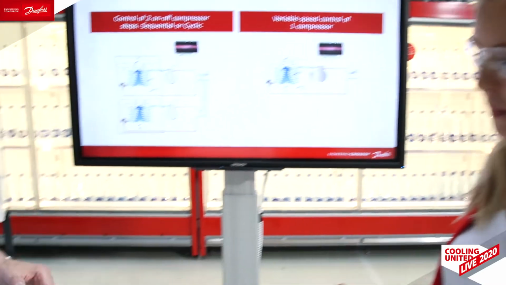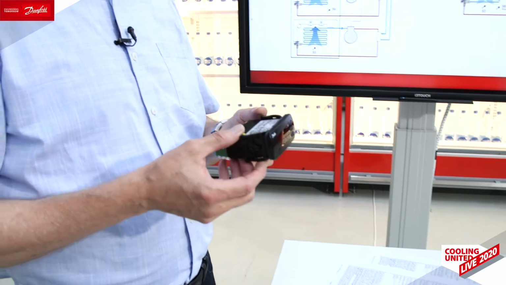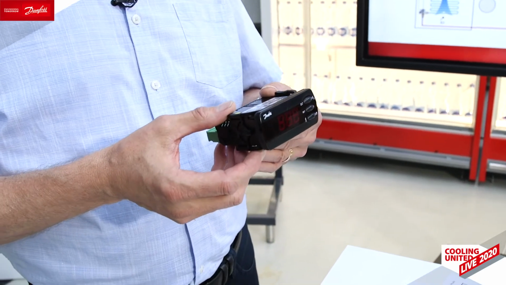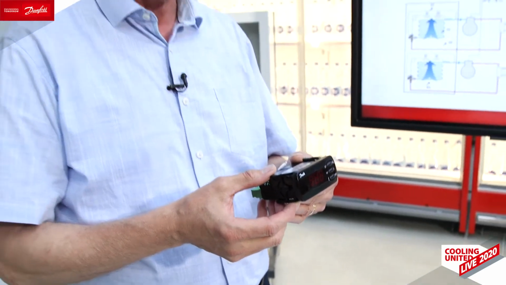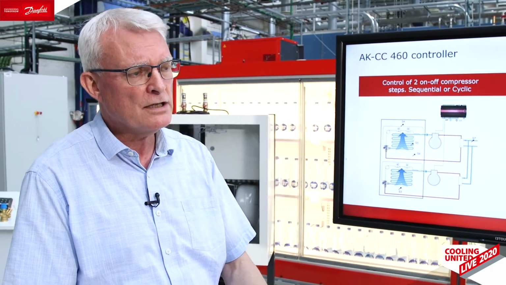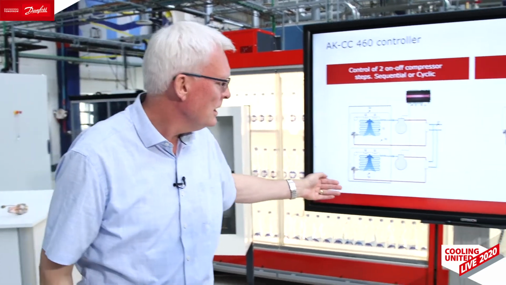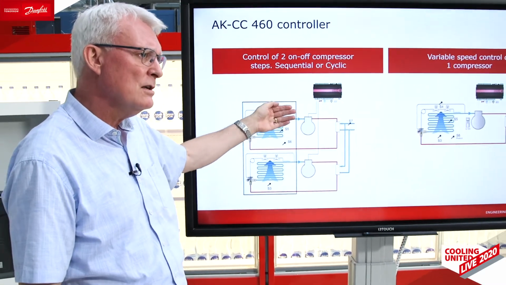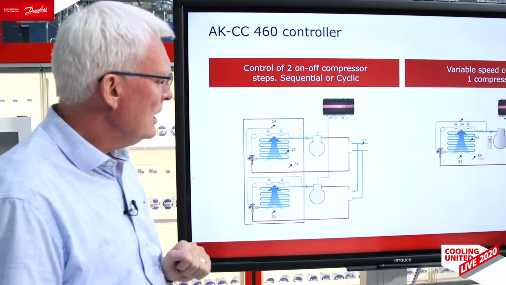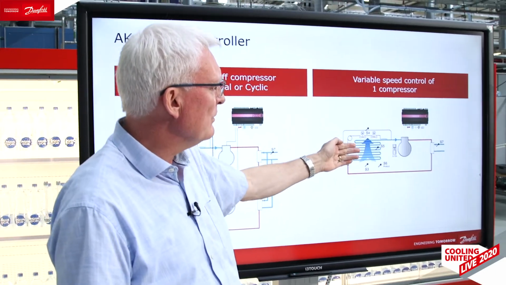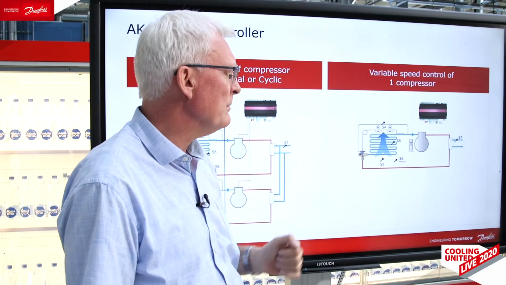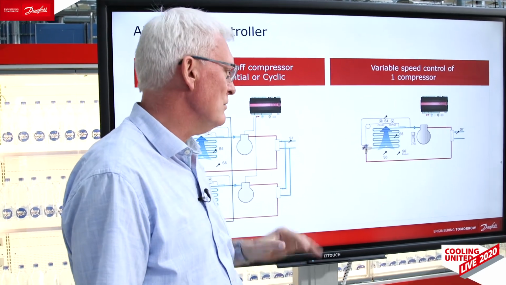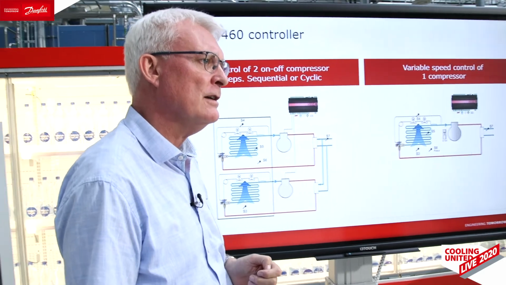Yeah, this is a controller which is used for plug-in cabinets or even for more basic semi-plug-in cabinets, controlling 1 or 2 compressors. The 460 has more functionality, more features, and if we look at the screen behind here, we can see that we have different applications, so we can control 2 compressor steps, sequential or cyclic, or we could set it up in an application where we're controlling a variable speed compressor by means of an analog output. So these are the applications we can set up in the controller.